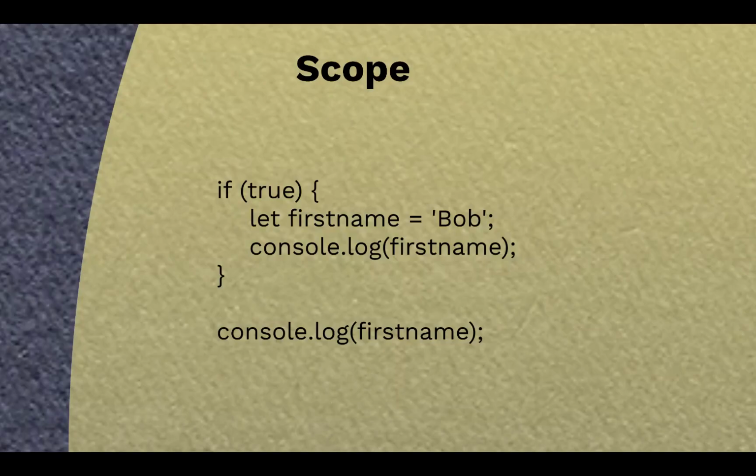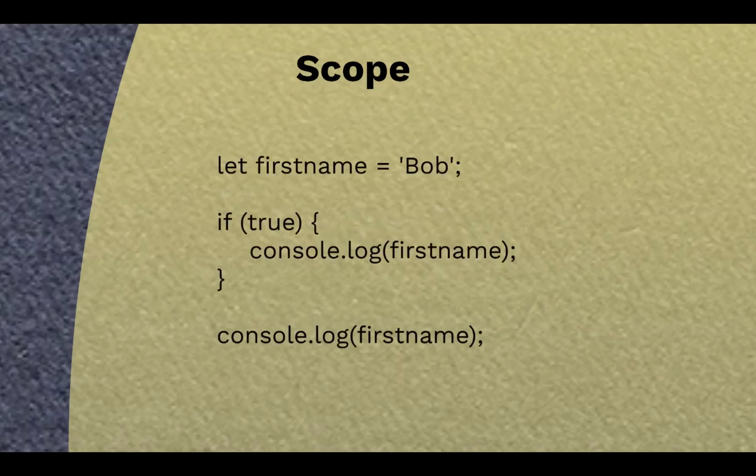In this conditional, the variable firstName, which is assigned the value of Bob, can only be recognized within the statement, or inside the curly braces. If you try to reference it outside of the if statement, it won't be recognized. You will get an error with this console log.